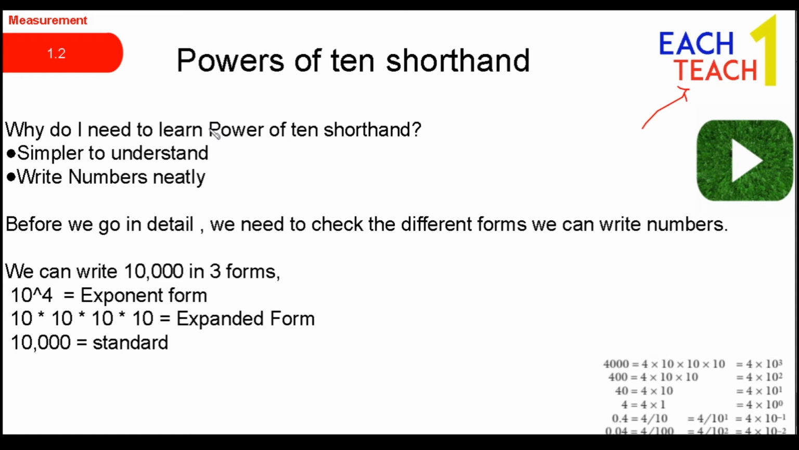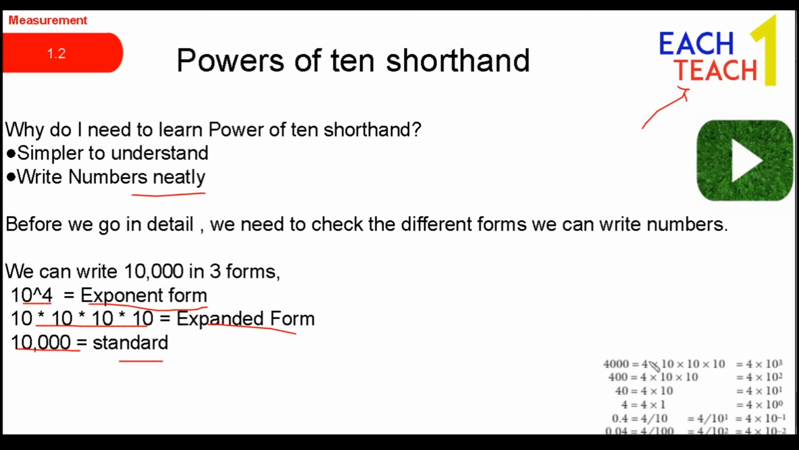So why do we need power of 10 shorthand? We use this to simplify. It is easier to understand using this power of 10 shorthand, and we can write it more neatly. Okay, so we'll first check the different forms of a number. We can say this, 10 raised to 4, is called exponent form, and this, 10 into 10 into 10 into 10, is called expanded form, whereas this one, 10,000, is the standard form.